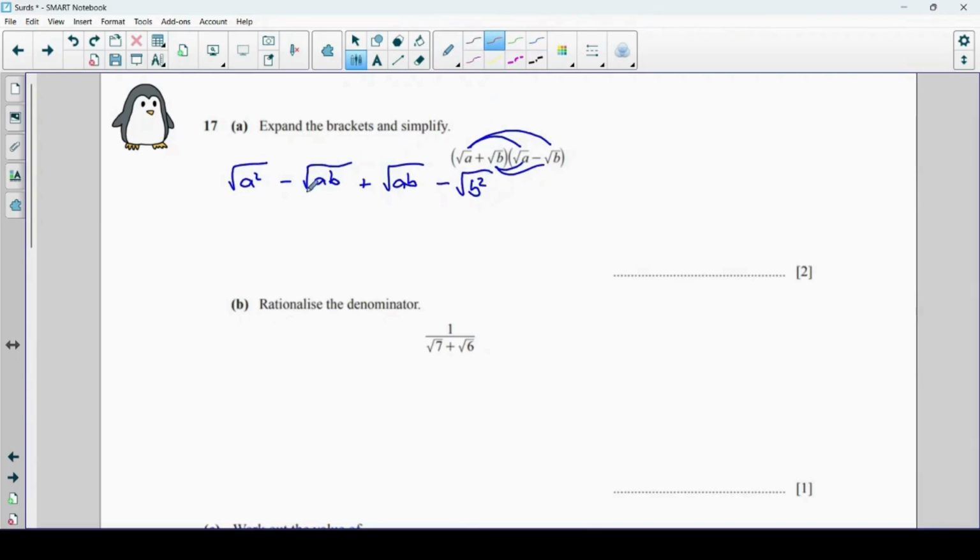Okay, these two middle ones are going to cancel out again. So I'm left with root a squared. Now the square root of a squared is just going to be a, and the square root of b squared is just going to be b. So this whole thing just simplifies to a minus b.